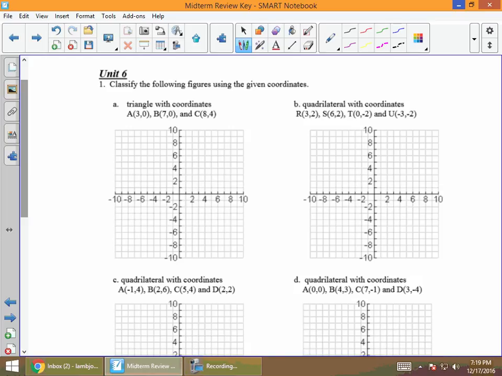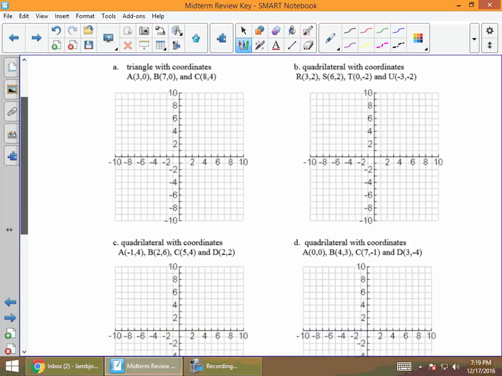Unit 6 is coordinate geometry, and it wants me to classify the following figures. A is a triangle with coordinates 3, 0. There's A. B is 7, 0. And C is 8, 4.